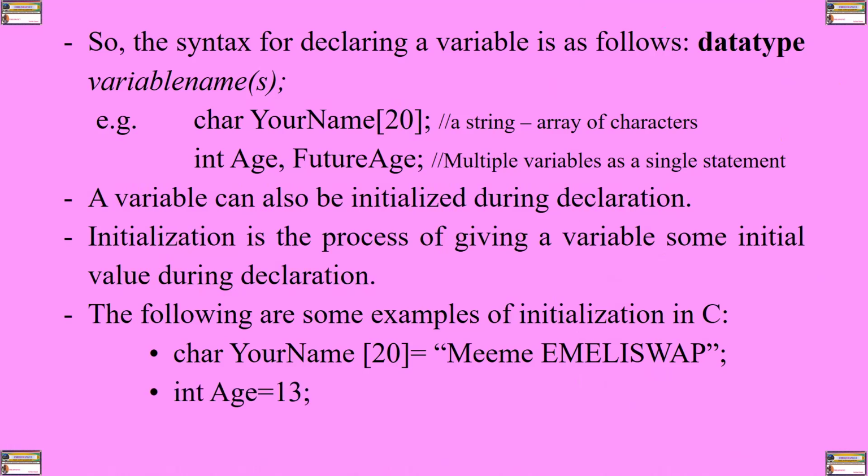This other statement is declaring a memory location called age, which is supposed to hold data of type integer or a whole number, and it is telling the compiler, once you have set this memory location called age to hold a whole number, store into it 13.